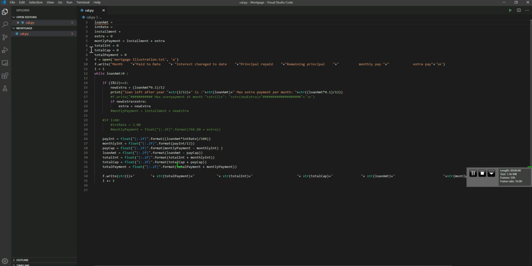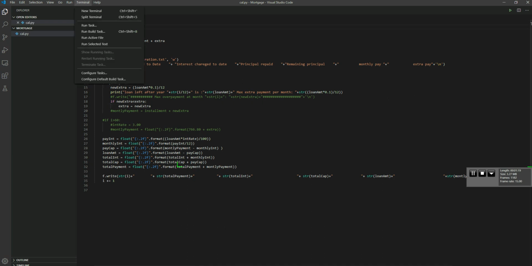So the loan amount is 200,000 and the interest rate is 2.5%. Installment, let's say 800, standard one, and as you can see we are not paying any extra. So our monthly payment is the installment only. We are not paying any extra. It's zero now. We want to continue until all the mortgage payment is completed, and this should print our years. So let me run this one.